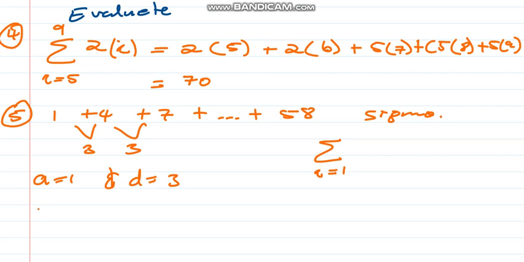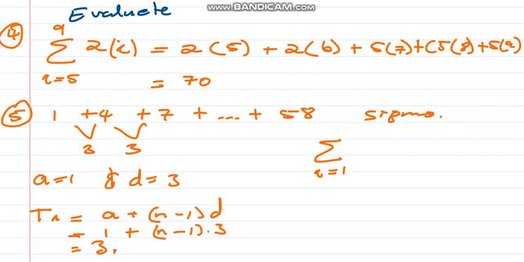Anyway, so going here, this would be Tn is equal to A plus n minus 1 times D. That's going to be 1 plus n minus 1, and then we're just going to have a 3 there, and that's just going to be 3n minus 2. Please go take a look at that.